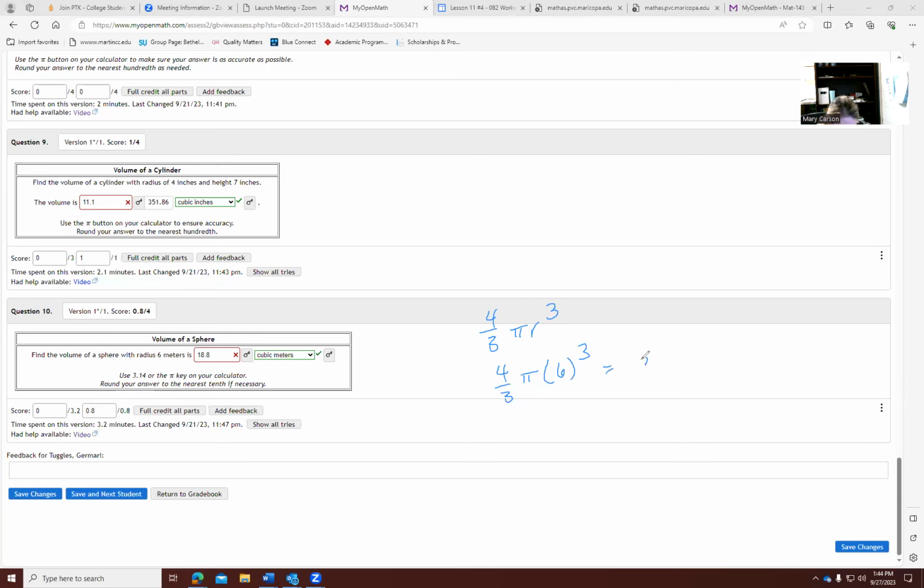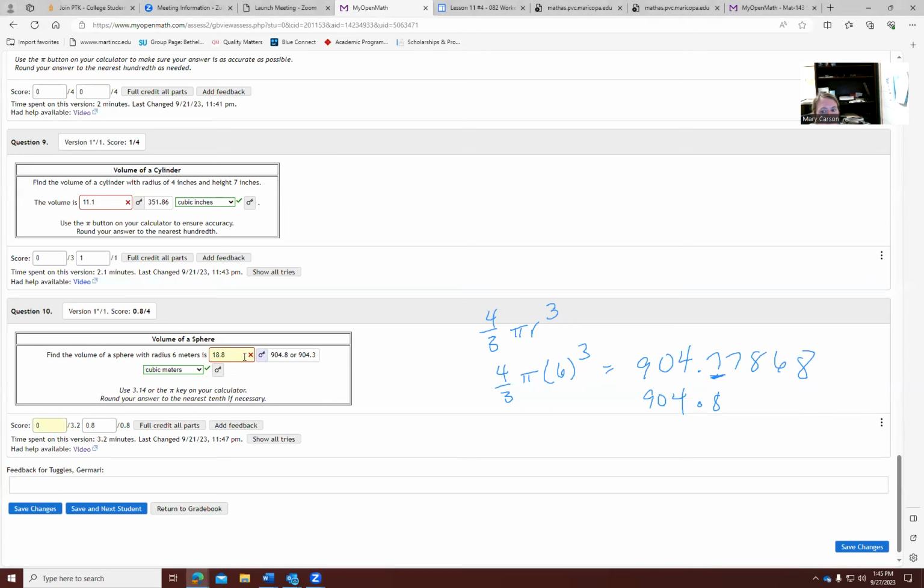And that's going to be equal to 904.77868. It says round to the nearest tenth, so that's tenths, hundredths, thousandths. That would be 904.8. And volume is always cubic. Area is always square. So that is pretty much it.